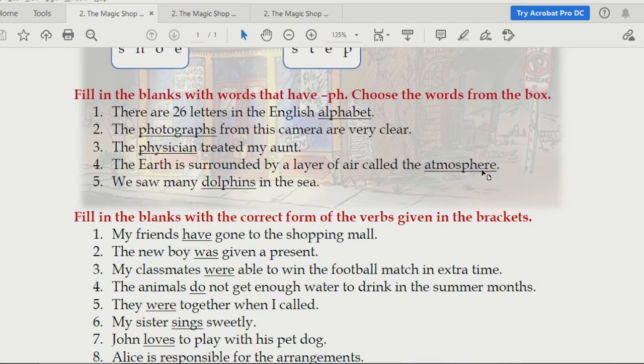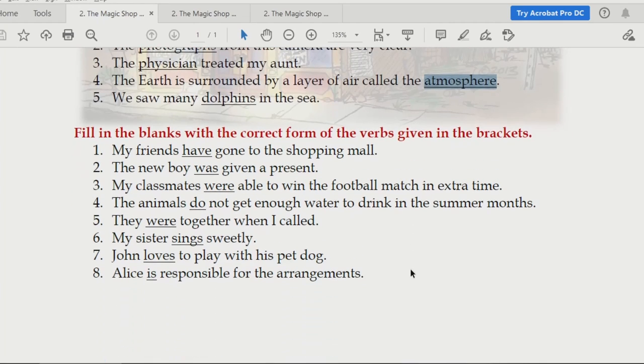Next one, atmosphere. PH is over here. It will become atmosphere. Dolphins. PH over here. Dolphins. Very easy to understand. You should know the exact pronunciation of such words. Wherever we have PH in all these, it does not sound like P, but it sounds like F, like the letter F. Moving on to the next exercise.